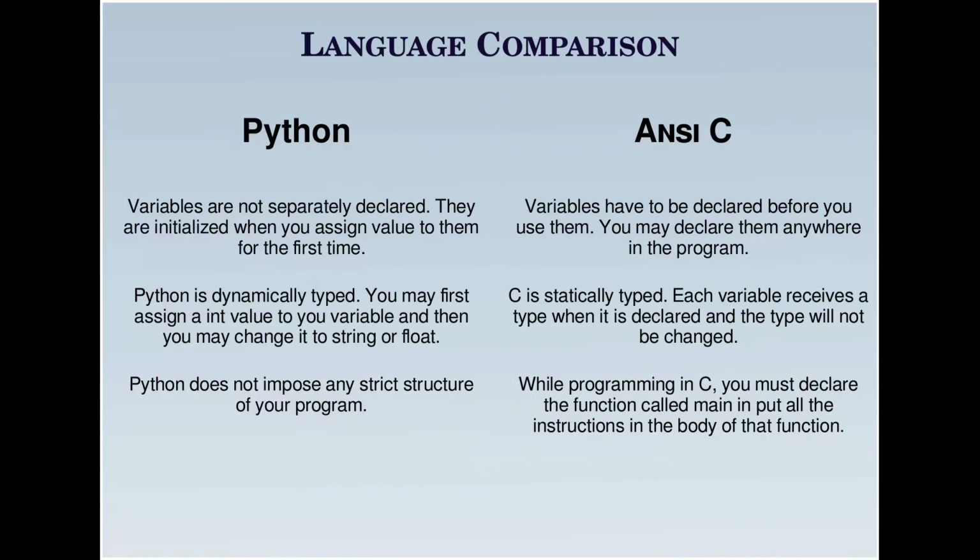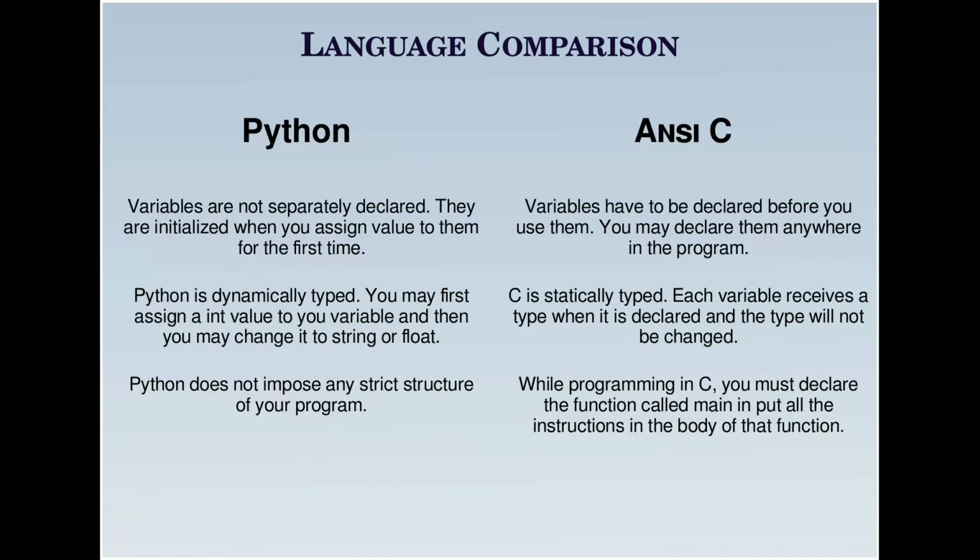When it comes to the language itself, there are some key differences that you should note. In Python, we only initialize variables by assigning values to them for the first time, while in C, we need to declare the variable along with its type before we may use it. In Python, the type of the variable changes when you assign a value of a different type. For example, a variable could be initialized as a floating point number, say 2.5.